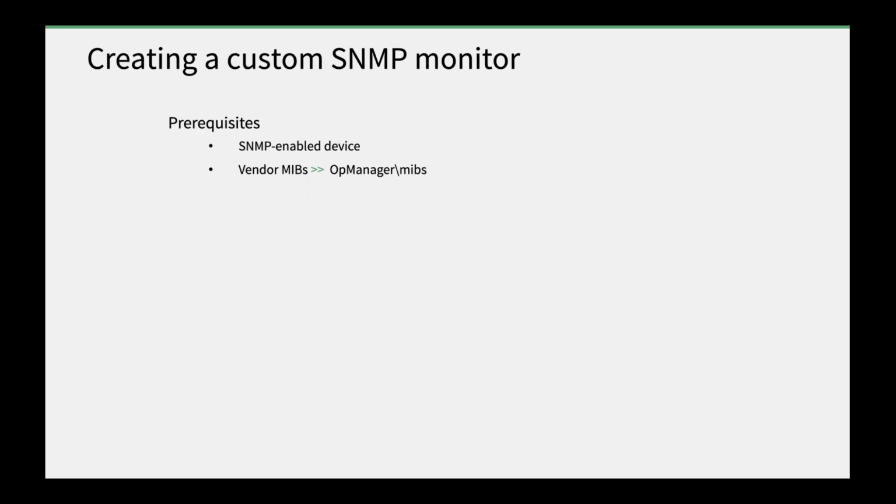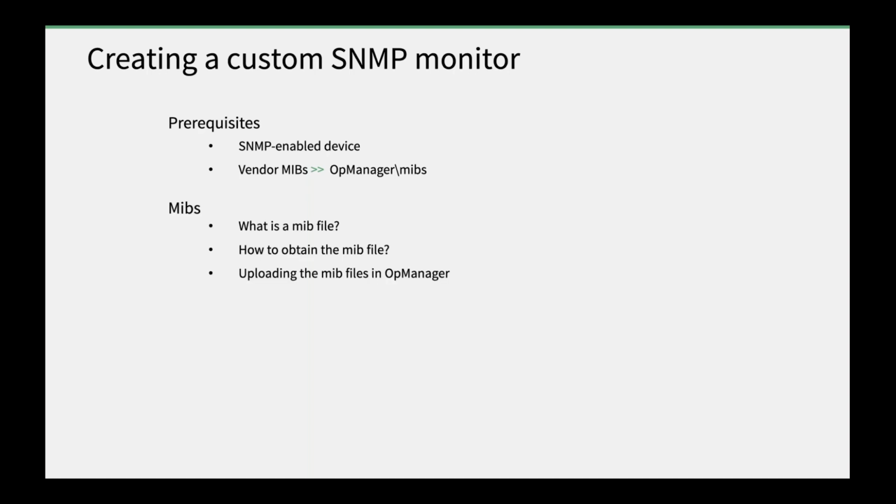So how do you create a custom SNMP monitor? We require certain prerequisites, which we have to follow here. Make sure that the device is enabled with SNMP so that OpManager will have no difficulty accessing the device and fetching the information. And then we require the vendor MIB, which comprises the SNMP object IDs. All of these need to be placed under the OpManager/MIBs folder under your installation folder of the application.